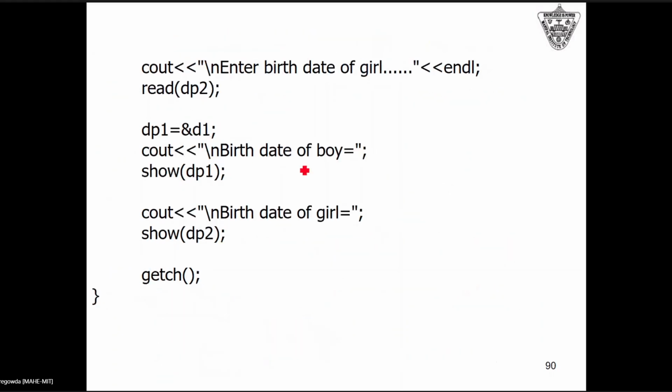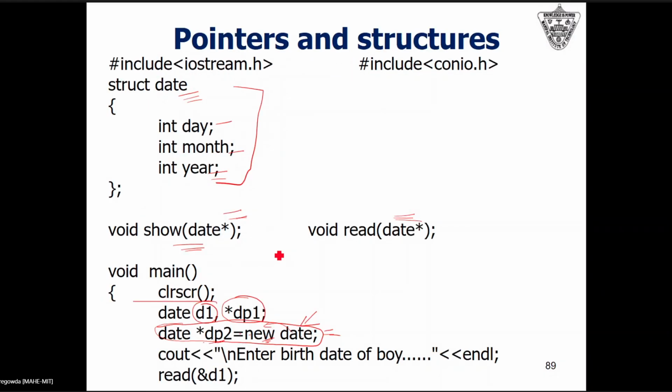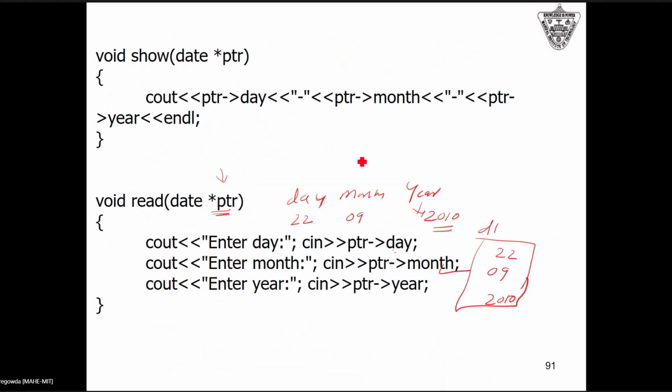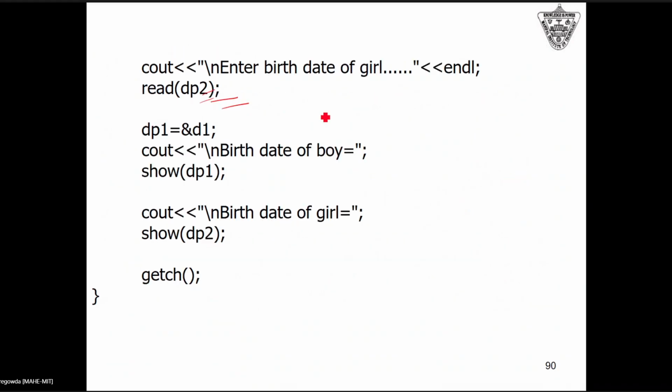Next after that, I'm going to invoke the read function with DP2. I don't require the address-of operator here, because DP2 itself is a pointer. You pass DP2 to that. When you come here, you read the values for DP2. So your second structure is going to have values like this. Suppose if I enter 10, 03 and 2021, this will be stored over there.